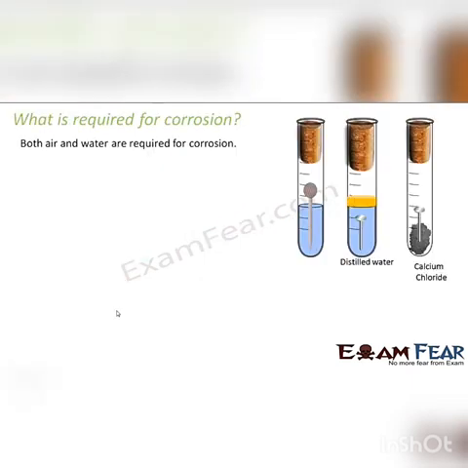So what is required for corrosion? We know that both air and water are required for corrosion. Correct. So to prove this, what we can do is take 3 test tubes.